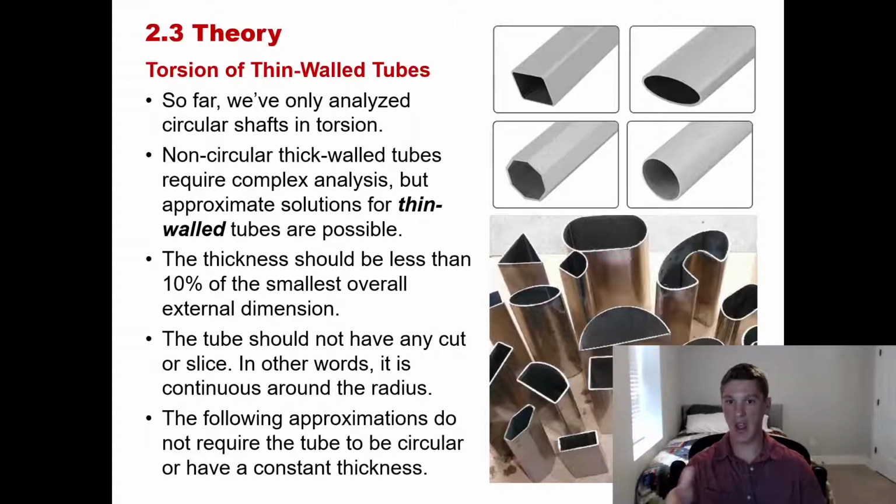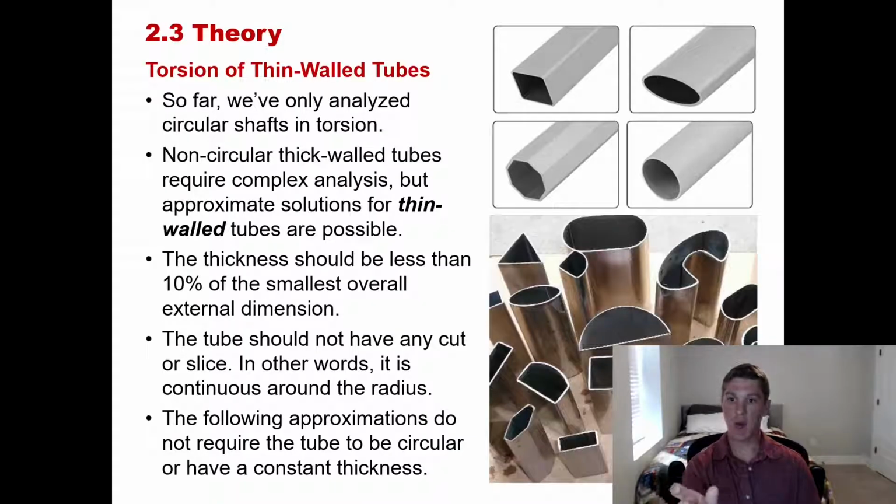So for thin-walled tubes, we have some rules of thumb here. If we're going to analyze a shaft as a thin-walled shaft or a tube as a thin-walled tube, we're saying that the wall thickness of the tube should be less than 10% of the smallest overall dimension of the tube. So an easy way to think about it is, let's say I have a 2-inch diameter pipe.